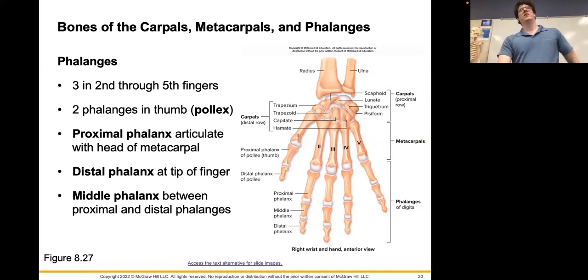Okay. Now, you'll notice that all of these carpals are named.